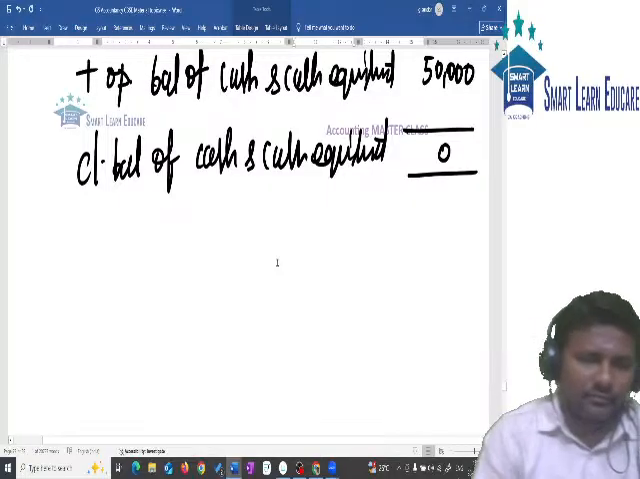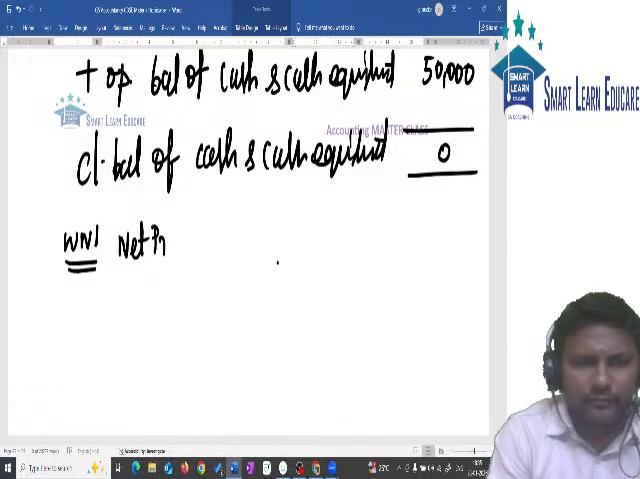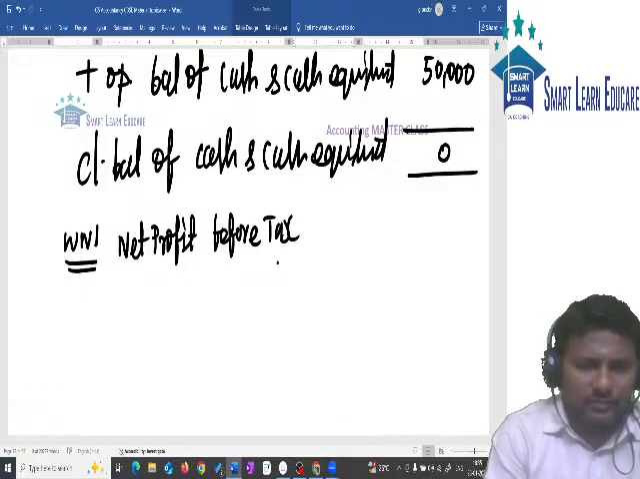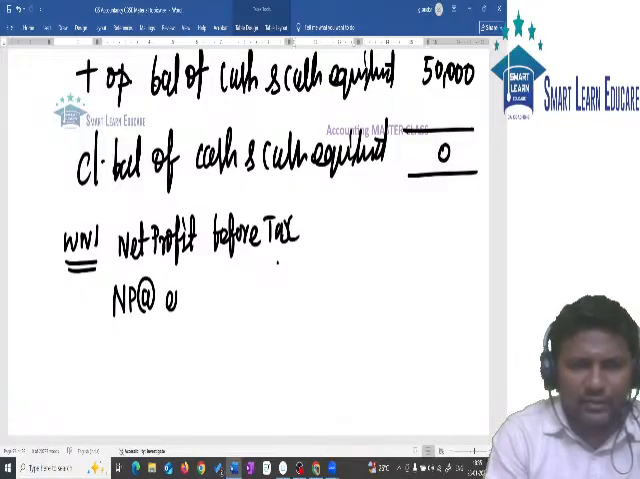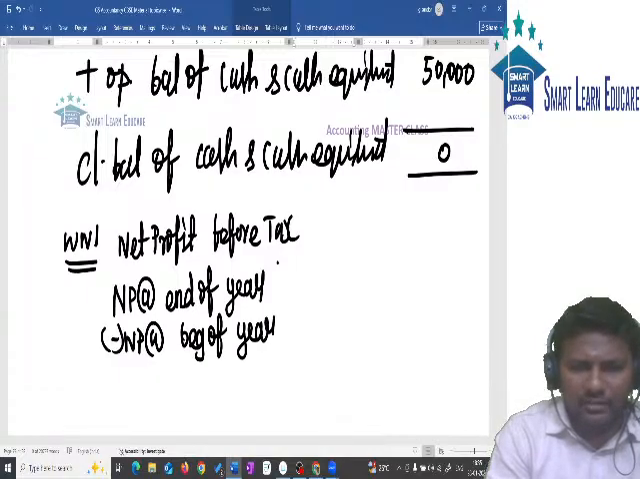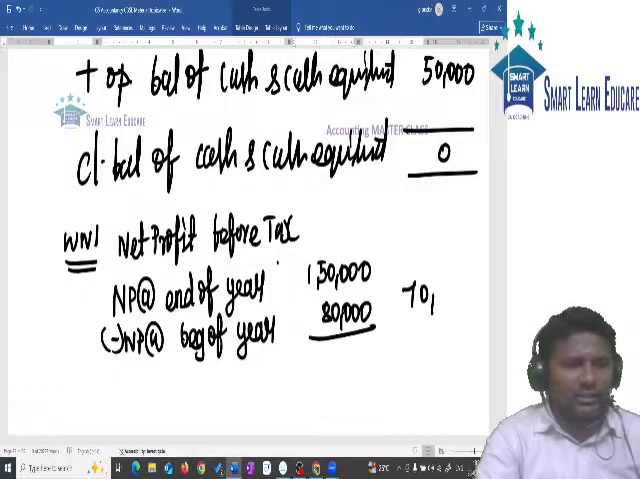Working note number 1. It is net profit before tax. It is net profit at the end of the year minus net profit at the beginning of the year. Net profit at the end of the year is 1 lakh 50. Net profit at the beginning of the year is 80,000. Appo how much increase we have na? 70,000 is the increase.